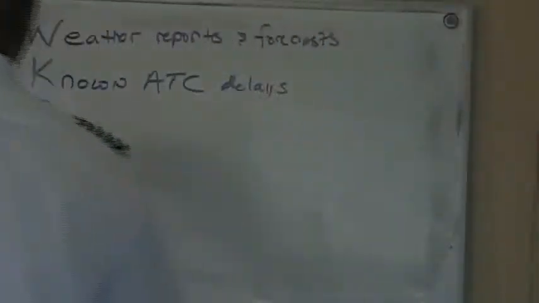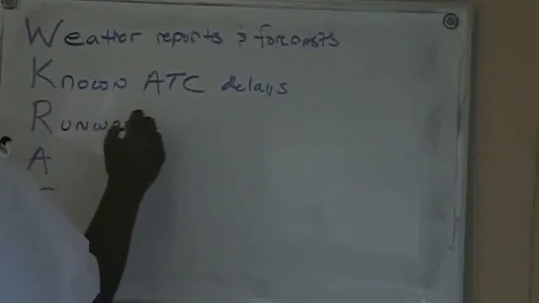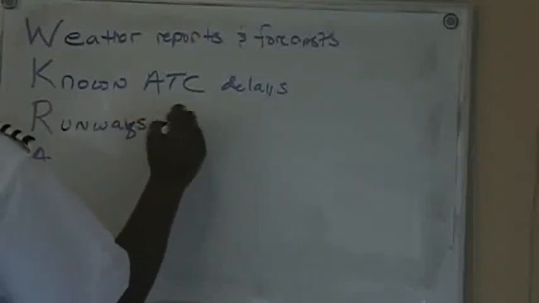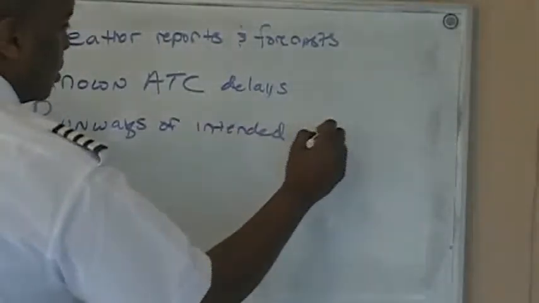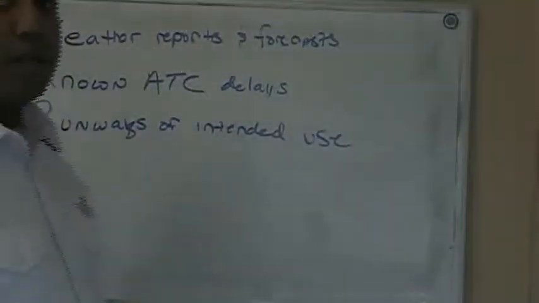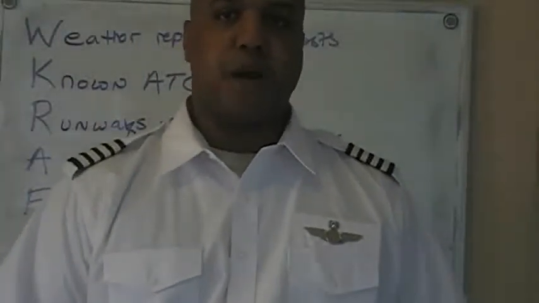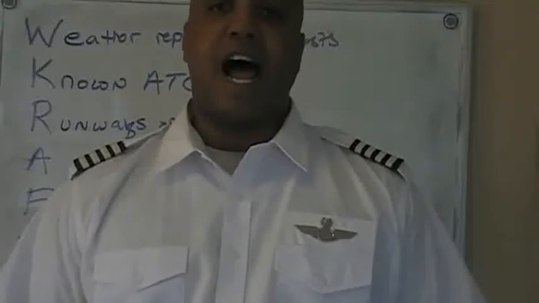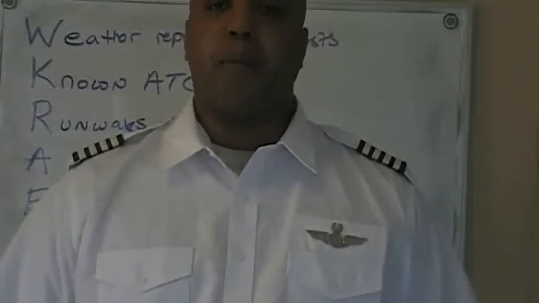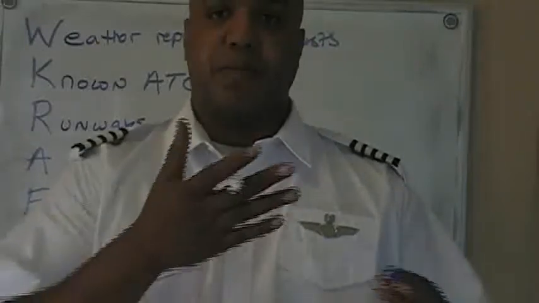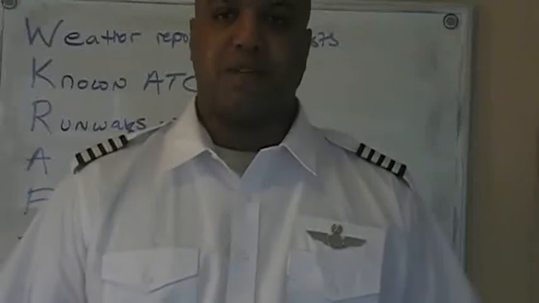The next one is R, which represents runways of intended use. The runways I intend to use, I need to know what's going on at my departure and destination airports. I also have to keep in mind, what if an airport's shut down? When I'm on the way to my destination airport, it can be shut down. So I always have to think about the possibilities of what can happen.